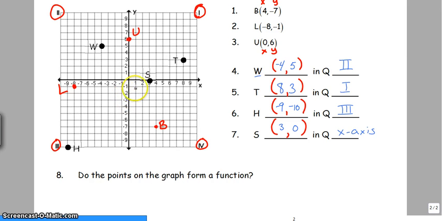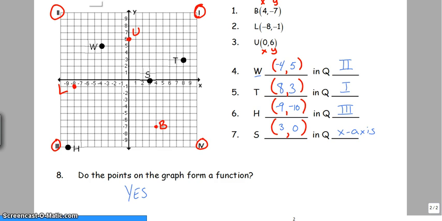There's one at 0, nothing, nothing. 1 at 3, 1 at 4, nothing at 5, nothing at 6, nothing at 7, there's 1 at 8, nothing at 9, nothing at 10. This could represent a function because it doesn't have any point that overlaps at an x coordinate. So yes, this could form a function.